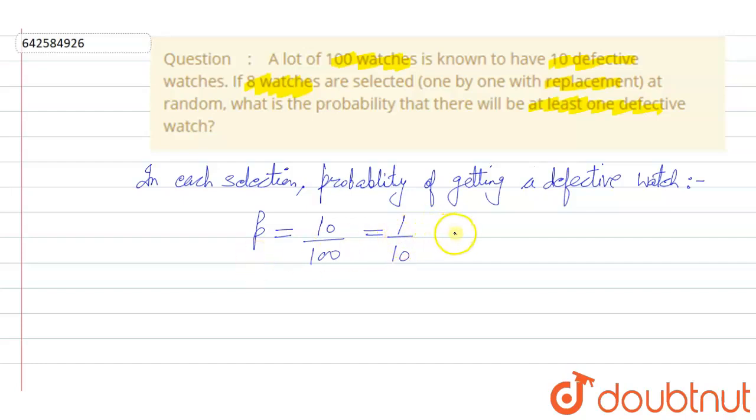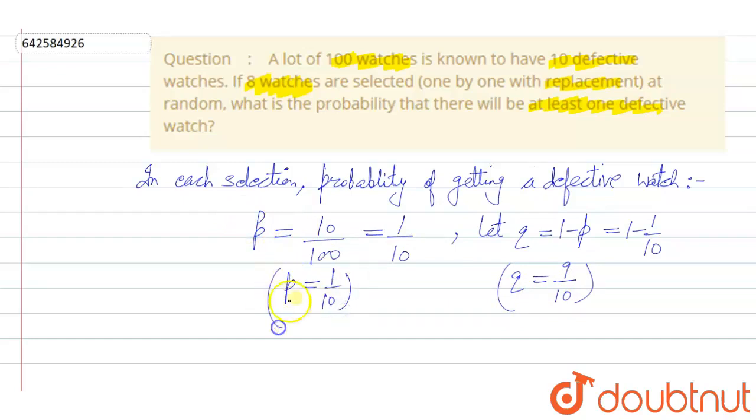Now let q be the probability of getting not a defective watch, so it would be 1 minus p. So this is equal to 1 minus 1 by 10. So q is 9 by 10. Probability of not getting a defective watch is q, and probability of getting a defective watch is p equal to 1 by 10.